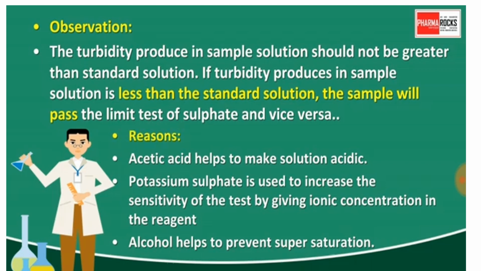When you come to the observation, the turbidity produced in the sample solution should not be greater than in the standard solution. If the turbidity produced in the sample solution is less than that of the standard, the sample will pass the limit test for sulfate, and vice versa. The reason for adding acetic acid is to make the solution acidic, and the potassium sulfate is used to increase the sensitivity of the test by providing ionic concentration in the reagent, and the alcohol helps to prevent supersaturation. So this is the reason behind adding the different reagents in the experiment.